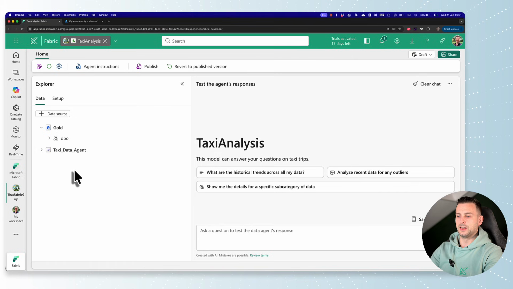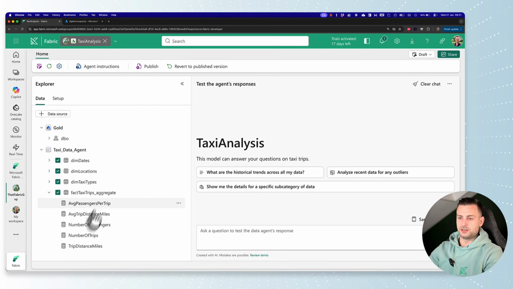Now, for most questions that a user might ask, we might be referring to the semantic model that I created with an aggregated set of data. So in the fact taxi trips aggregate table in the semantic model, I've created just a few measures: the number of passengers, number of trips, and the trip distance in miles, and also the average passengers per trip and the average trip distance in miles.